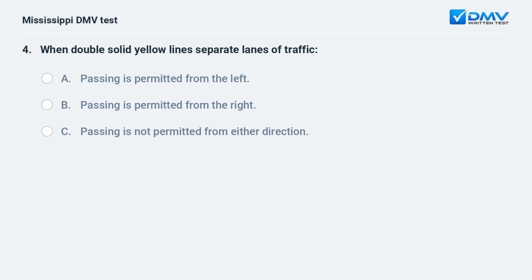When double solid yellow lines separate lanes of traffic, A. Passing is permitted from the left. B. Passing is permitted from the right. C. Passing is not permitted from either direction.